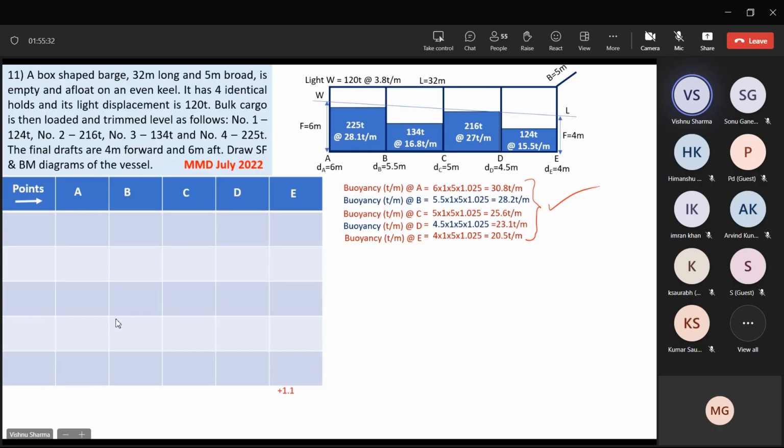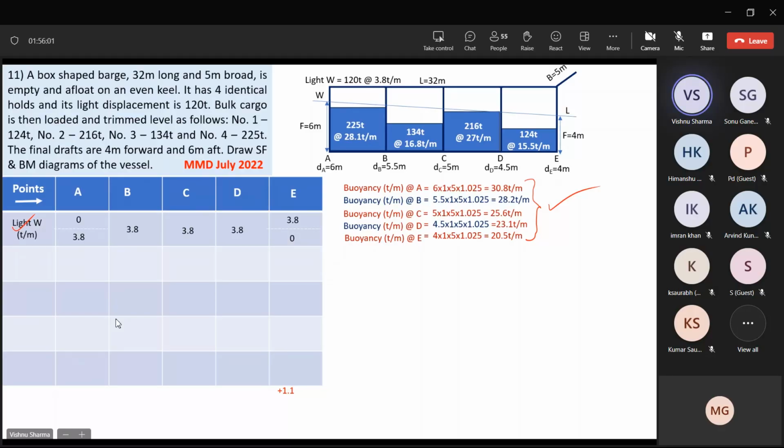For light displacement, it is 3.8 tons per meter, written right on top, beta. You can see 120 tons at 3.8 tons per meter. So A and E will be divided into 2. Nothing new about it. 0, 3.8, 3.8, 3.8, 3.8, 3. Everybody good with this entry, the light displacement entry?